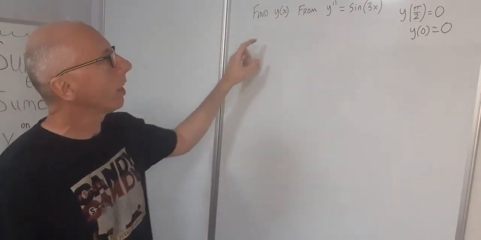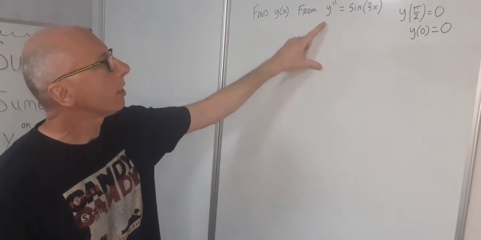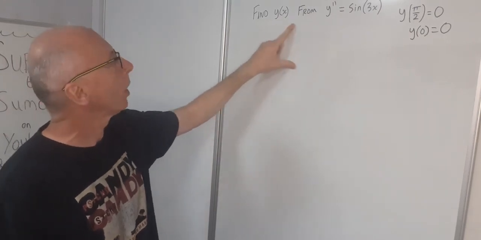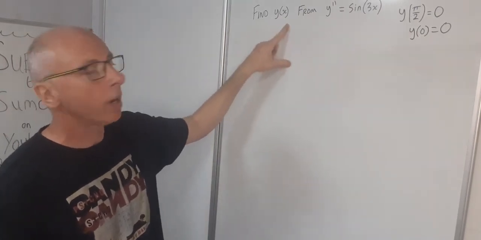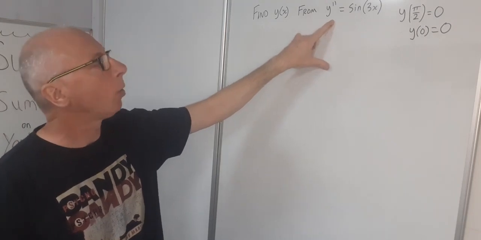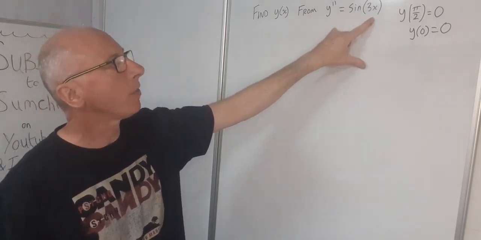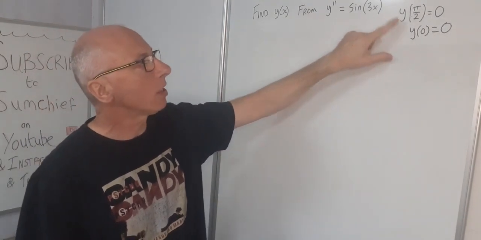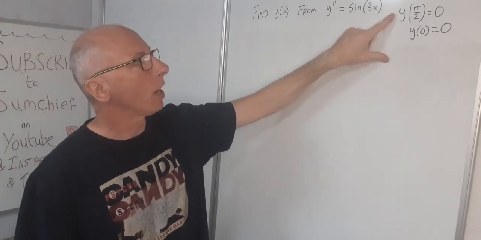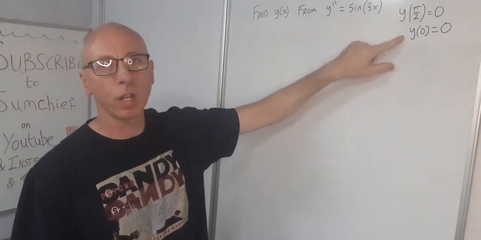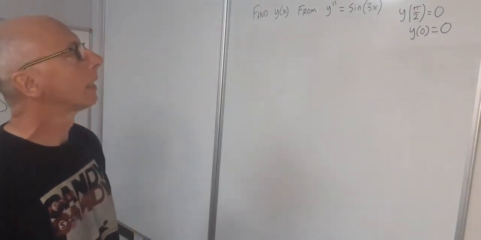Okay, so we've got a question here. We're going to try and solve this second order linear differential equation. We need to find y of x from this equation here: y double prime equals sine of 3x. And we've got these two boundary conditions: y of pi over 2 is 0 and y of 0 is 0.